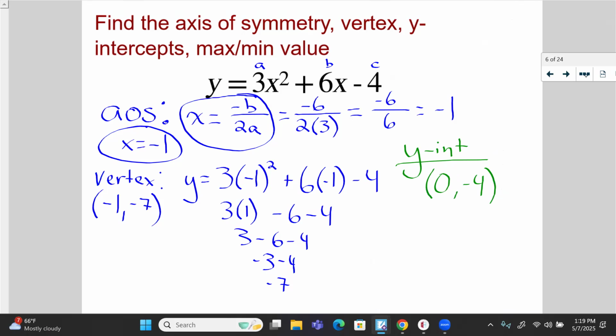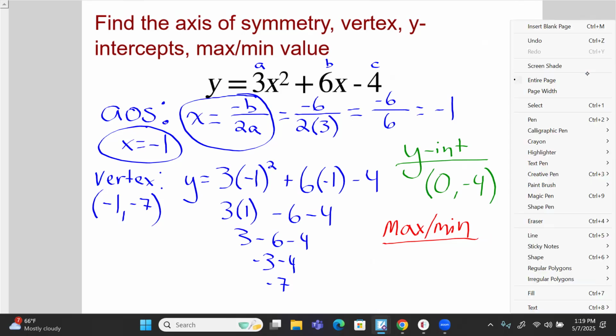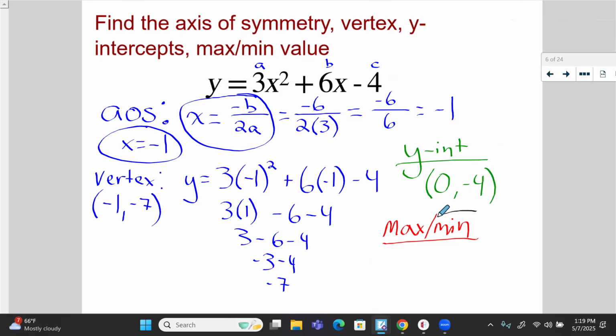And the last thing we need to find is the maximum or minimum value. Well, if we look, a is positive. Since a is positive, it's going to open upwards. Since it's going to open upwards, we're going to have a minimum value. And how we figure out the minimum value, it's the y value of your vertex. So your minimum is -7.